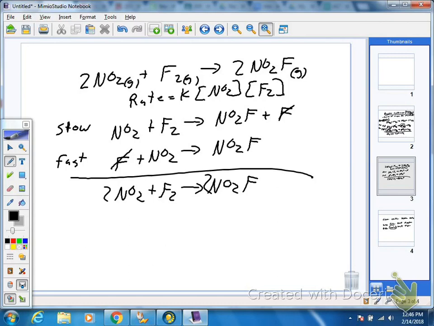How would you get NO2 squared? Let's just do that then. If I have it switched around, have this one fast, this one slow, to get the rate law you combine everything down through the slow step. So then you would have NO2 squared and F2. So it still uses the same order, but it should tell you which one's slow, which one's fast.